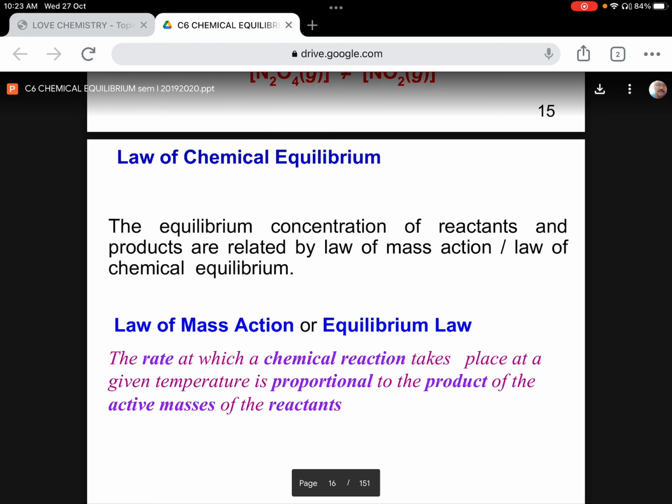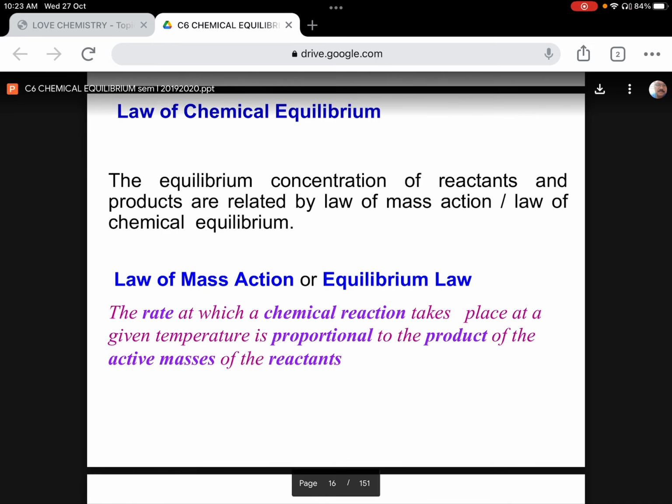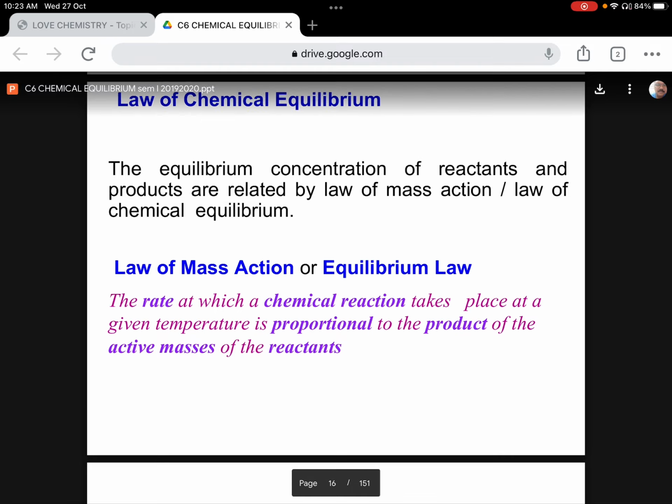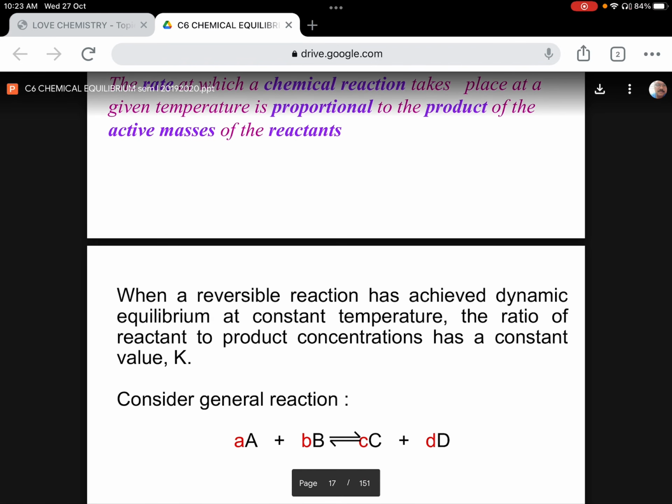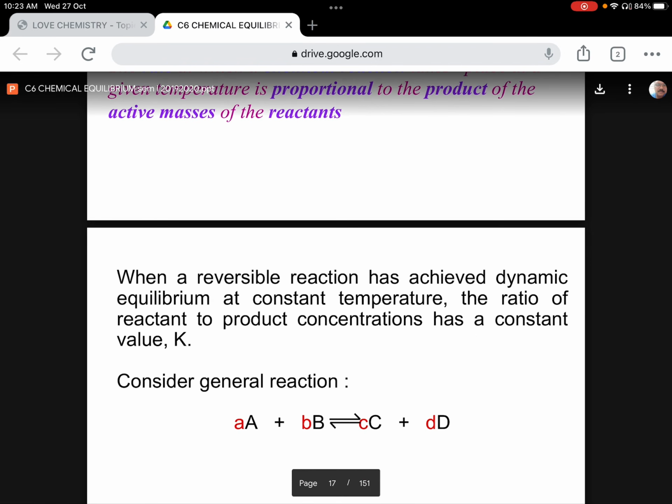Next, an important thing about 6.1 is the law of chemical equilibrium. The equilibrium concentrations of reactants and products are related by the law of mass action or law of chemical equilibrium, which is defined as: the rate at which a chemical reaction takes place at a given temperature is proportional to the product of active masses of the reactants.